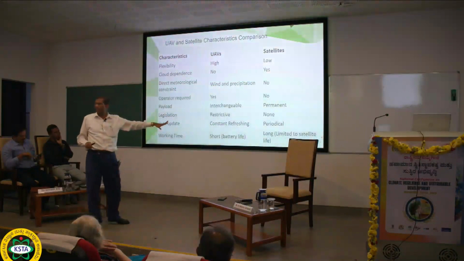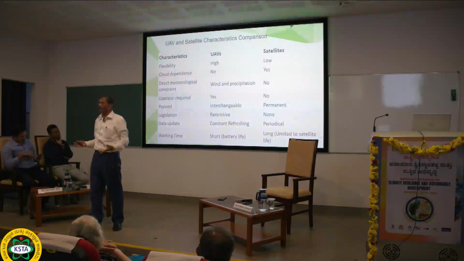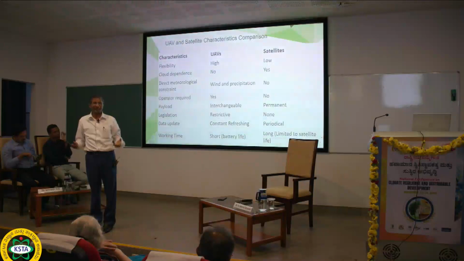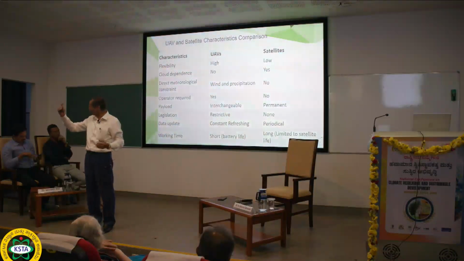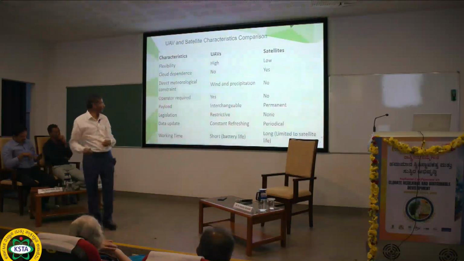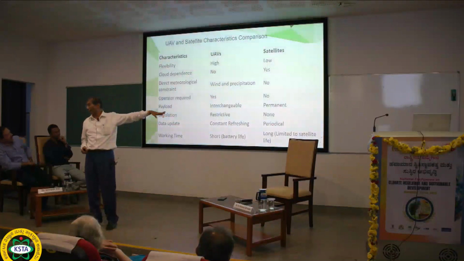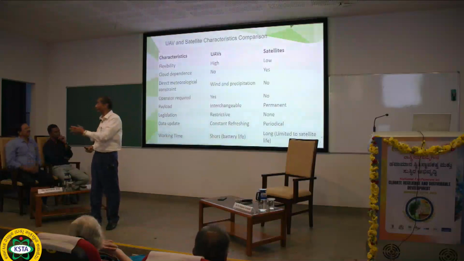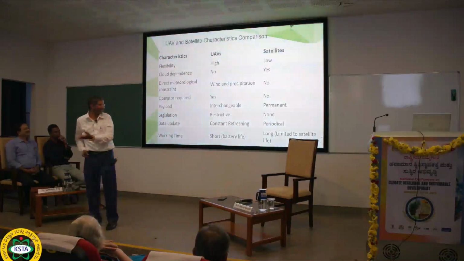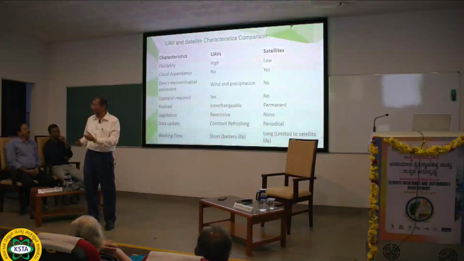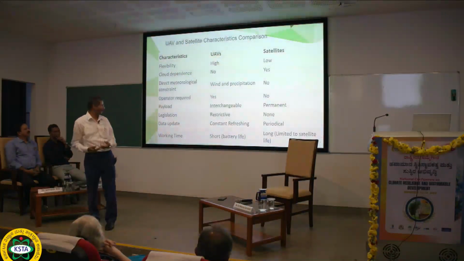Payload: you can always change whichever payload you would like on the drone, while in the satellite, once it has been launched, you cannot change the payload. Legislation is highly restrictive for the drone, while the satellite can cover the entire world with no restriction. And data update: constantly you can keep doing it with the drone. This all depends on you, how frequently you want to fly the area.